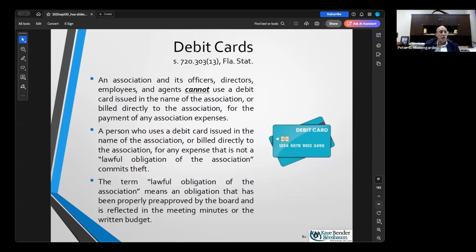A person who uses a debit card issued in the name of the association or billed directly to the association for any expense that is not a lawful obligation of the association commits theft. So what's a lawful obligation? The term lawful obligation of the association means an obligation that has been properly pre-approved by the board and is reflected in the meeting minutes or the budget, the written budget.